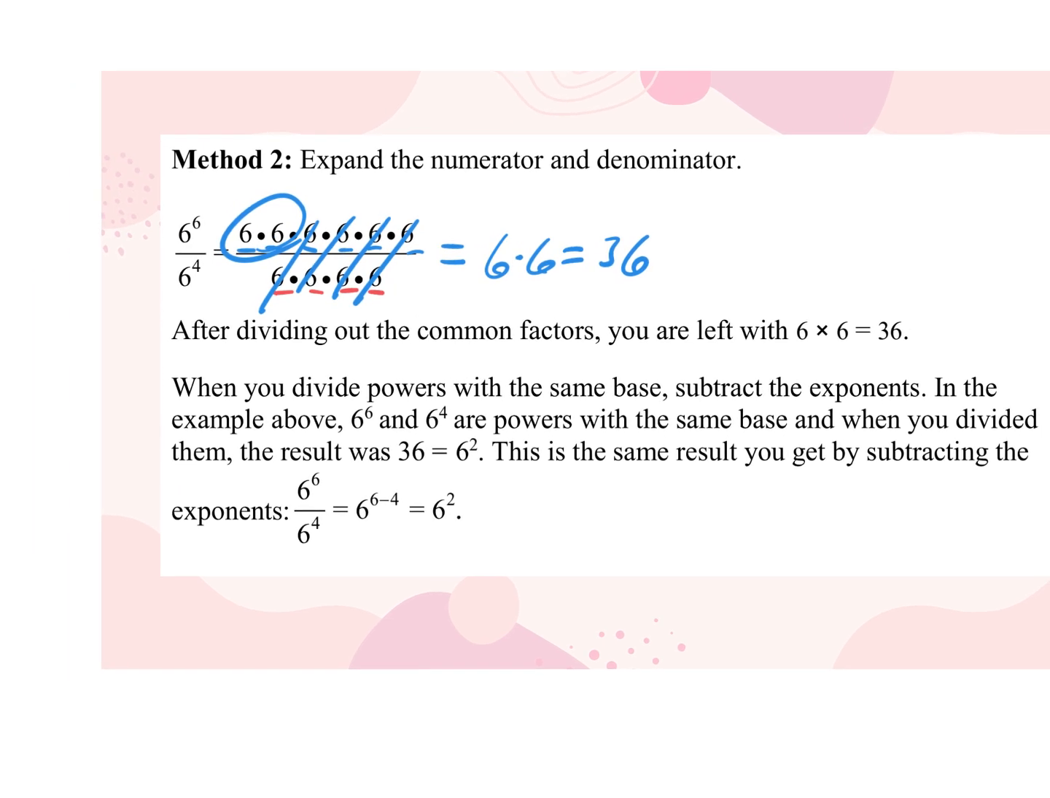Right, and as you can see, that's much simpler than if you were to fully evaluate each of these expressions and then divide, right? It gets you something a lot simpler. Now, what really happened here is subtracting the exponents, right? So 6 to the 6th power divided by 6 to the 4th power, you can just subtract the exponents, and that gets you 6 to the 2nd power, which is 6 times 6, which is 36.